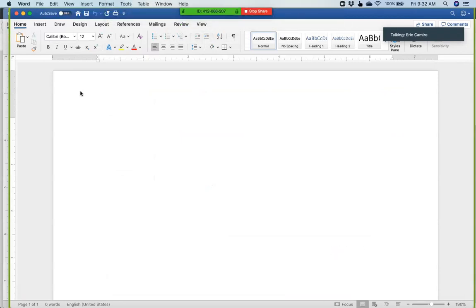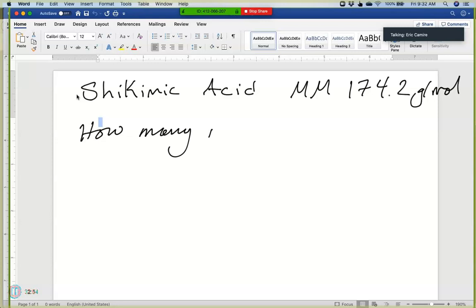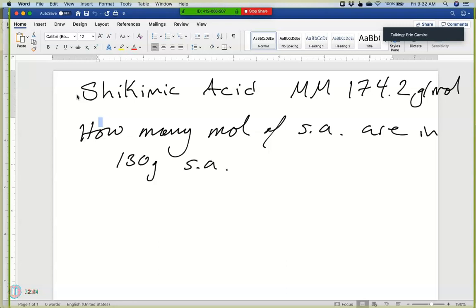So we have our shikimic acid. And I figured out that its molar mass is 174.2 grams per mole. So the question is, how many moles of shikimic acid are in 130 grams of shikimic acid? And so this is going to be our most basic type of stoichiometry problem.